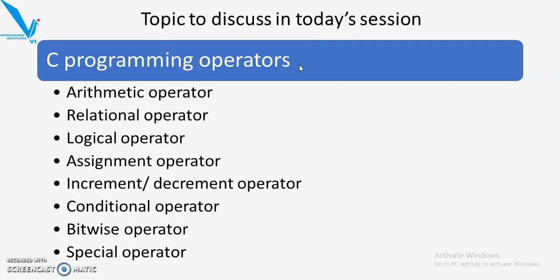Now, what is an operator? An operator is a symbol that tells the compiler to perform specific mathematical or logical functions. C language has built-in operators, which are arithmetic operator, relational operator, logical operator, assignment operator, increment decrement operator, conditional operator, bitwise operator and special operator.